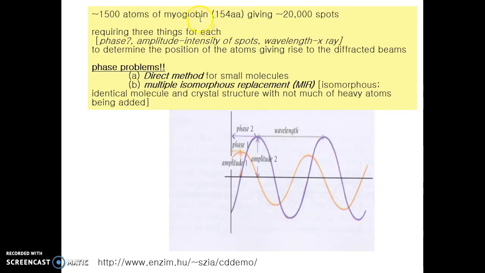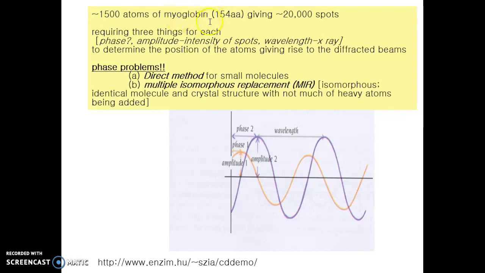For example, myoglobin, which is 154 residues long, has about 1,500 atoms that could give approximately 20,000 spots. So by using these diffraction spots, how can we extract the actual molecular structure of this protein?